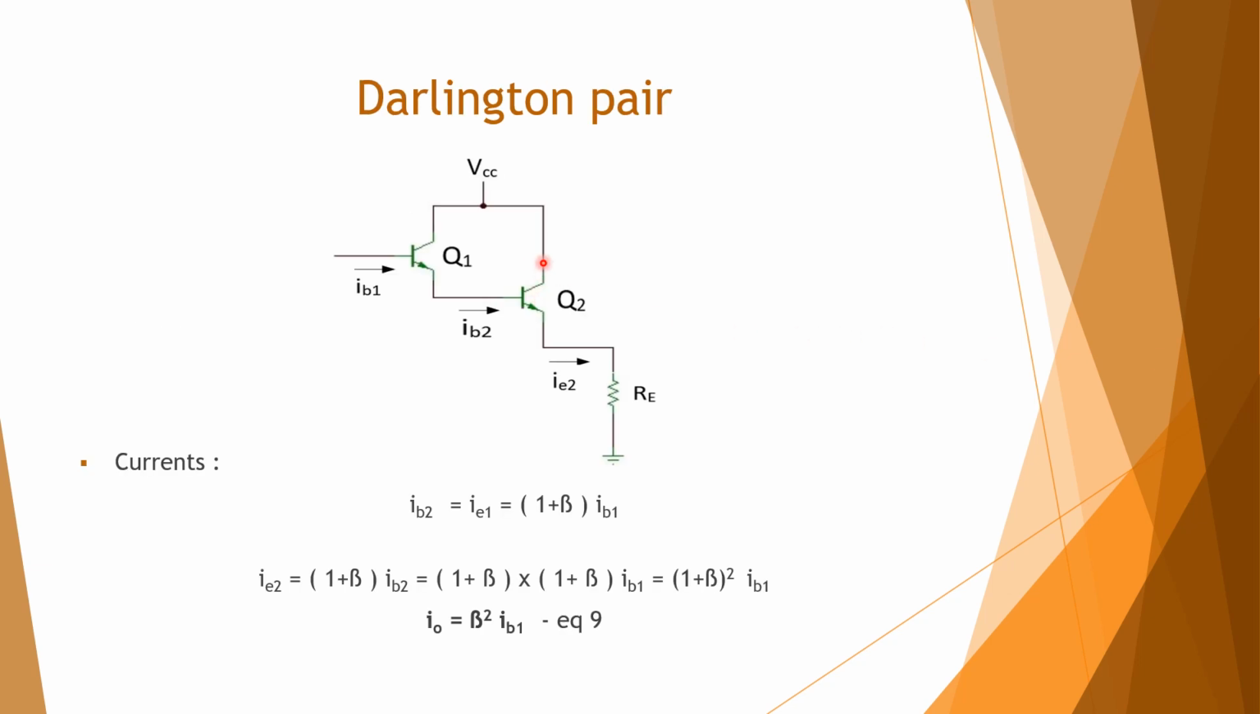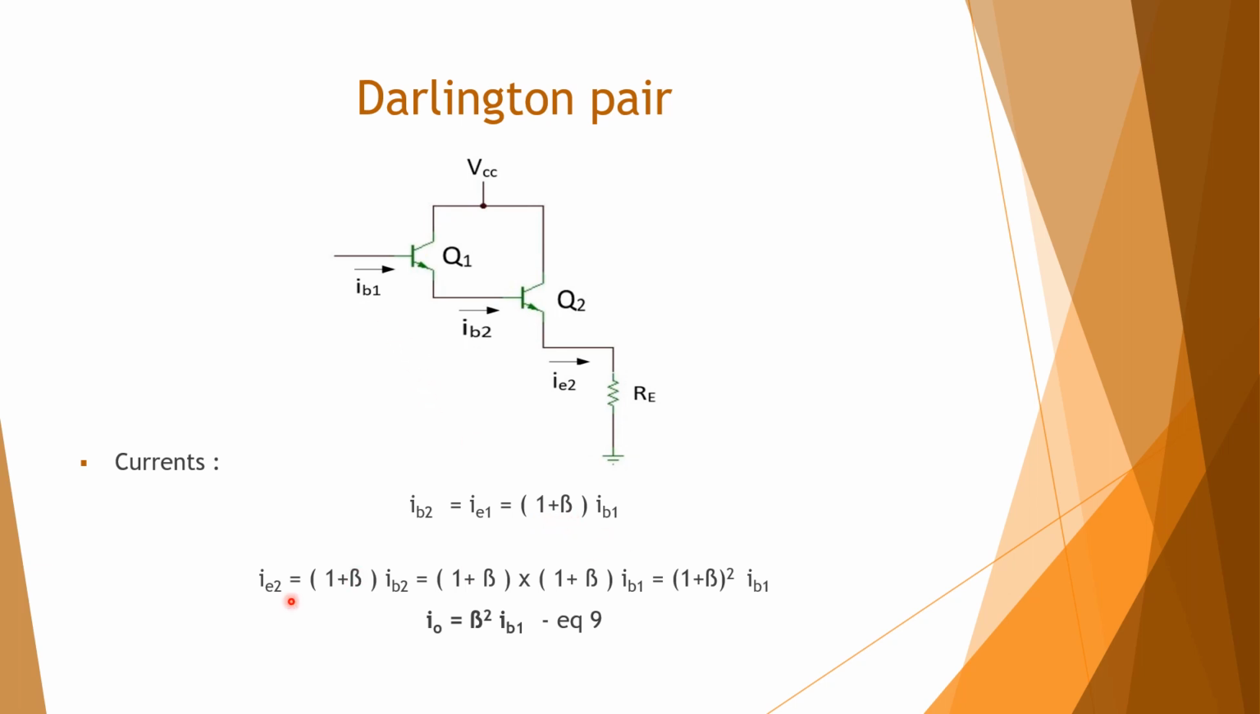And this is a Darlington pair. Let us find out the values of the currents. IB1 is the input current to the first transistor, and this is the input current to the second transistor, and this is the output current from the second transistor to the load. This is the output load, or we can connect here the emitter resistance. So IB2 is equal to IE1, and IE1 equals 1 plus beta into IB1.